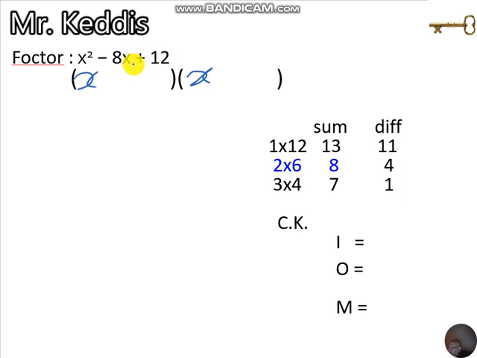If the sign of the last term is positive, I look under the sum. If the sign of the last term is negative, I look under the difference. I'm looking for two numbers that, when I add them, I get 8, which corresponds to 2 and 6. The sign of the last term is positive, so both signs must be the same, both positive or both negative. Because the middle term is negative, both are negative.